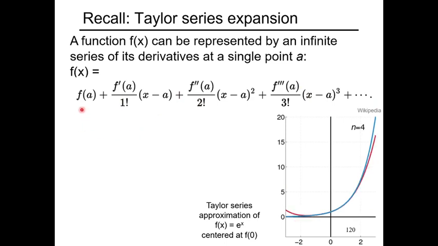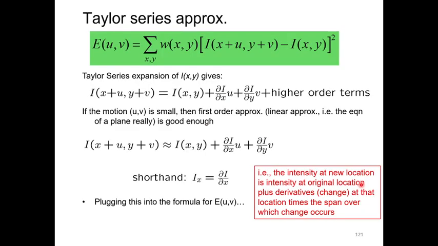So f of a is the function evaluated at any given point a. So for instance, a could be 0, and f of a plus f dash of a. f dash of a is the derivative of the function evaluated at point a. Then f double dash is the second derivative of the function evaluated at point a, and so on. So the more terms we keep on adding, so for instance, right here we are adding 2 terms, then 3 terms, then 4 terms, and so on, the better approximation we are able to do.